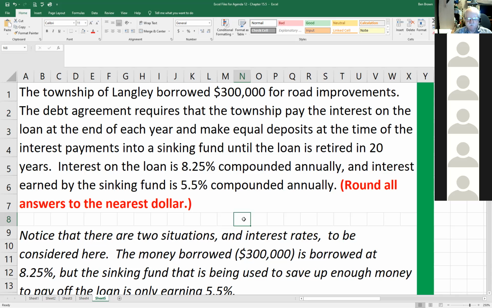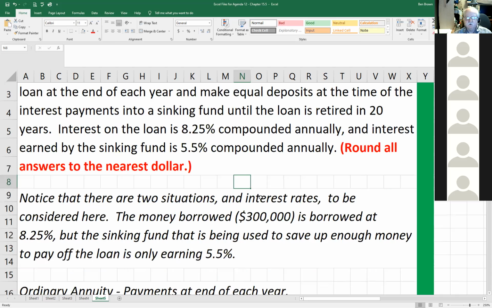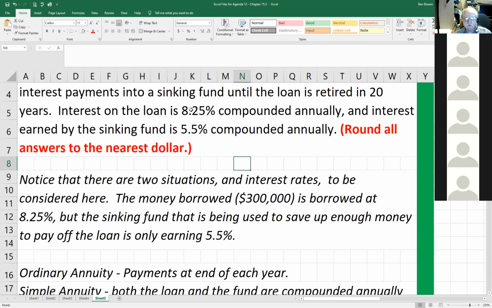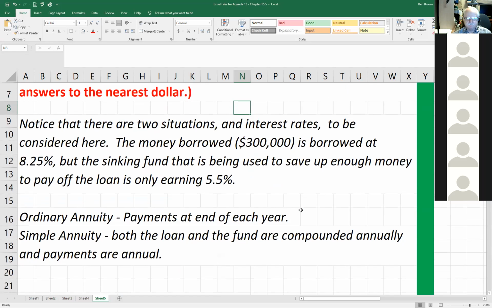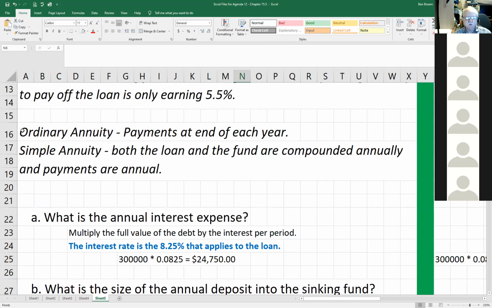So that's the rate they're paying on the money they borrowed. And interest earned by the sinking fund is 5.5% compounded annually. So again, we have to keep track of both of these rates. They're paying a certain rate on the money they borrowed and a certain rate on the money they're saving to pay off the 300,000. And we're going to round all answers to the nearest dollar. So it's an ordinary annuity and it's a simple annuity.